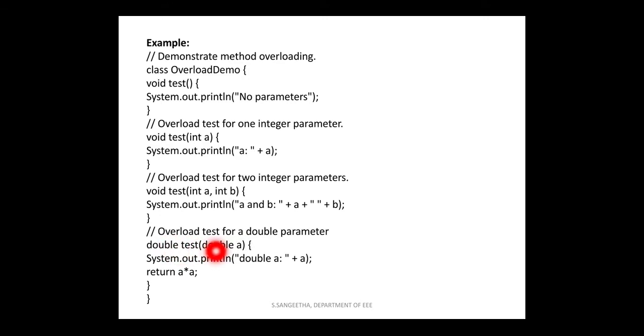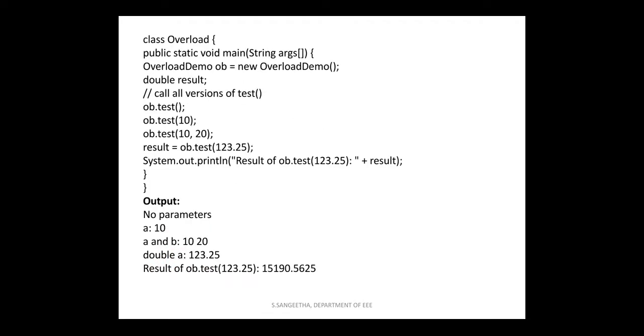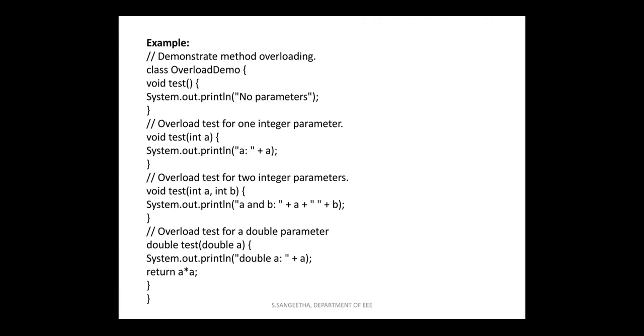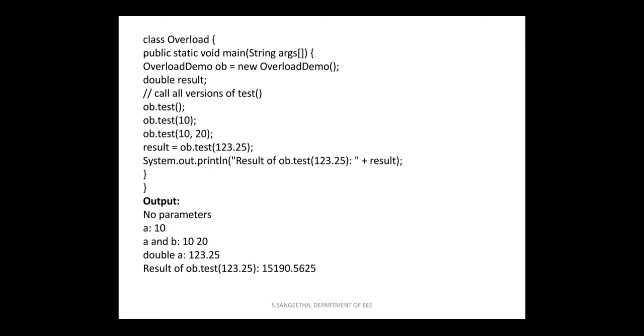Next you have to test for a double parameter, which means you have a double a. System.out.println will print "double a:" plus a. The value of a will be printed, and the result a into a will be returned. So the value of double a will be a into a. Here a into a means the value is squared. Whatever the value of a, the result will be a times a.